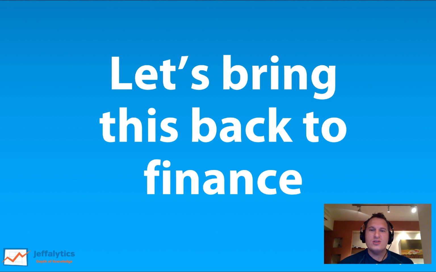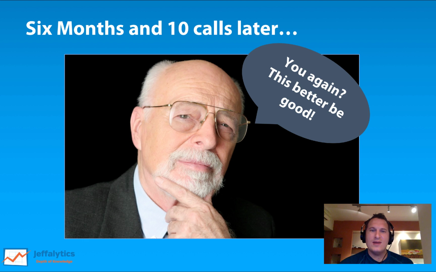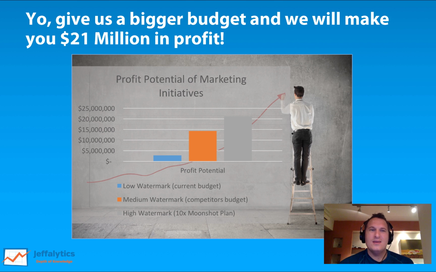So let's bring this projection back to finance, and let's see how they react. Okay, so 6 months and 10 calls later, they're like, okay, you again? This better be good. Yo, give us more budget and we'll make you $21 million in profit. Here's our research that we have. Here's how we got to this number. We're very confident in this because we've been looking everywhere we possibly can look in order to find this answer.